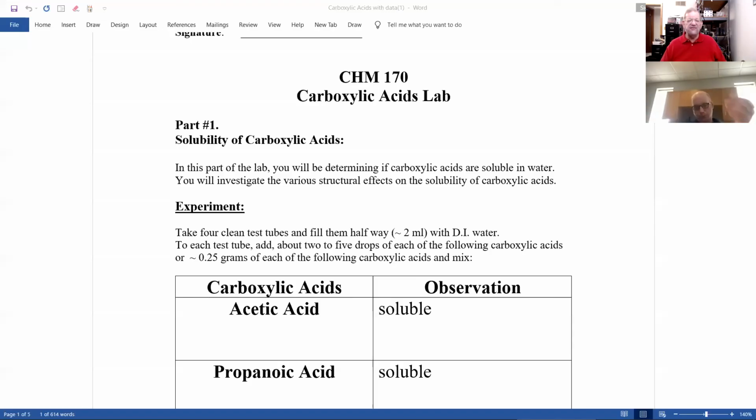So anyways, today's lab. Today's lab deals with carboxylic acids. All right, everybody see carboxylic acids lab on your screen? Thank you. All right. Now, the first part, we're going to deal with the solubility of carboxylic acids.